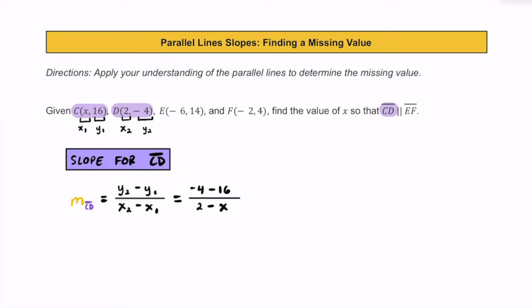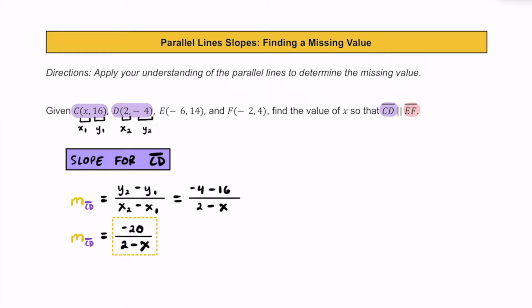Alright, once we have that substituted in, let's clean this up a little bit. If we subtract 16 from that -4, we're going to end up with a -20 in the numerator, and we still have this 2 minus x expression in the denominator. At this point, this is going to be the expression that represents the slope for line CD. It's as far as we can go for now.